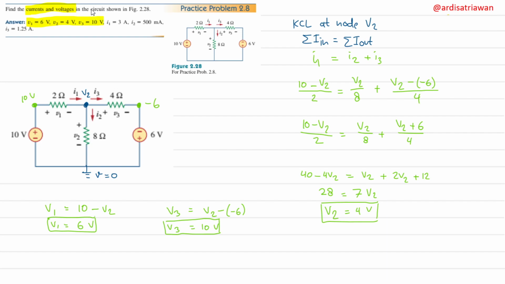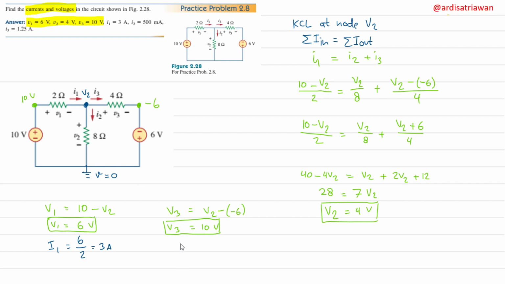And then for the current, let's see what the current is. So I1 is just V1 divided by 2, right? So I'll have V1, 6, divided by the resistance, which is 2. So I1 is 3 ampere.